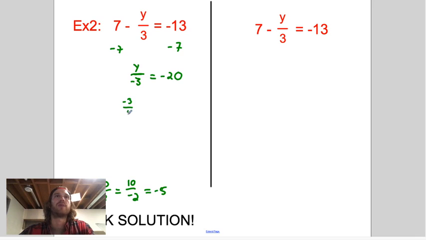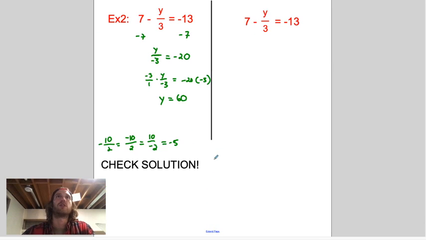So that's what I'm going to do. Negative 3 over 1 times y over negative 3. Anything divided by itself is 1, so we're good. And over here we have negative 20 times negative 3. These cancel, and you're left with just y. Negative 20 times negative 3 is positive 60.